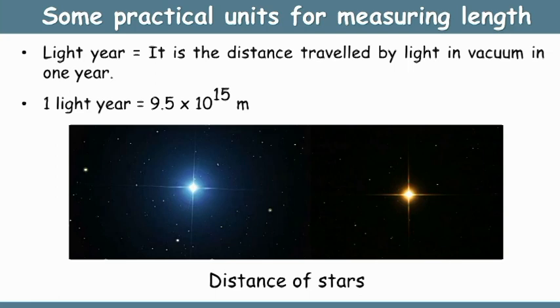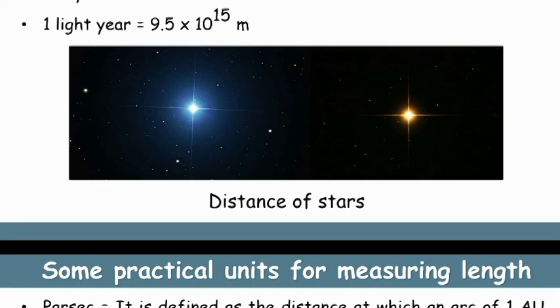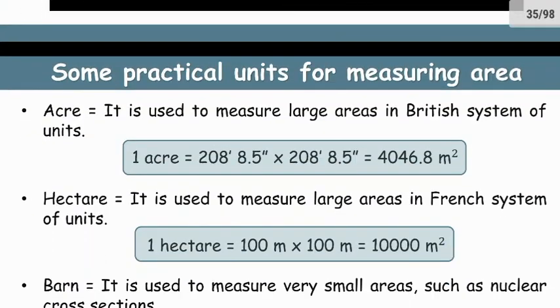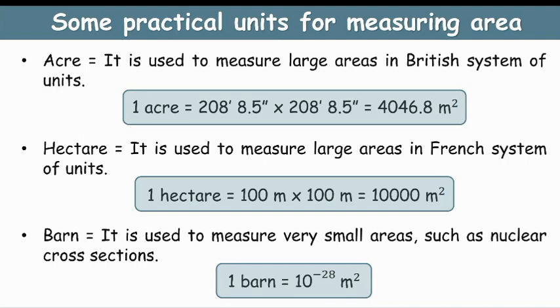Next, 1 light year. Light year is also a unit for measurement of length, and it is the distance traveled by light in vacuum in 1 year. So 1 light year is equal to how many meters? It is 9.5 × 10^15 meters. Light year is used to measure the distance between stars. These are some of the practical units for measurement of length.